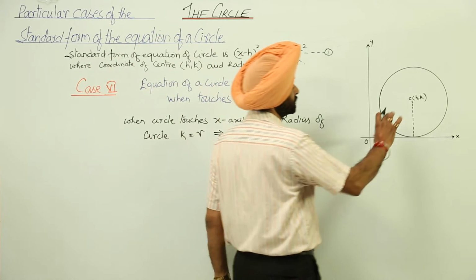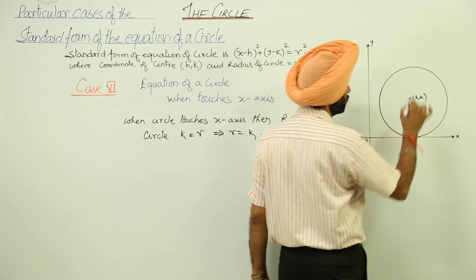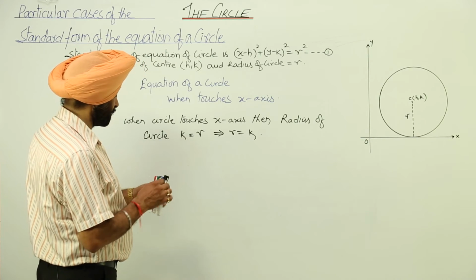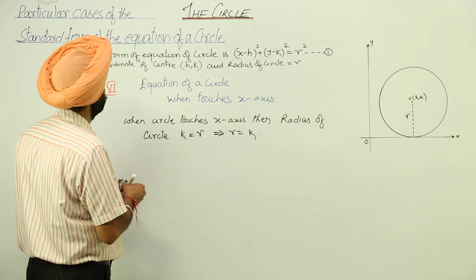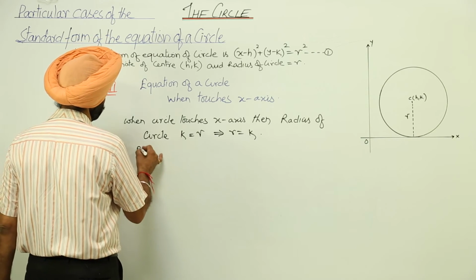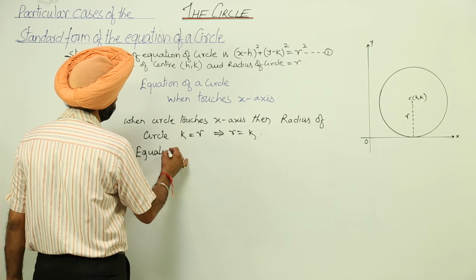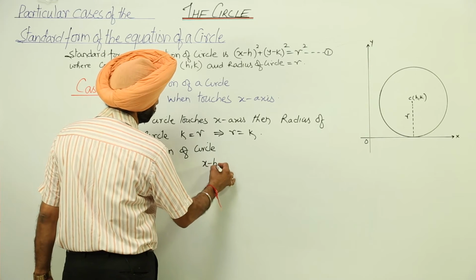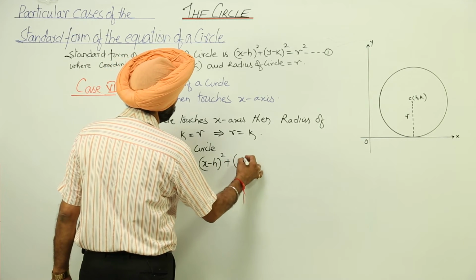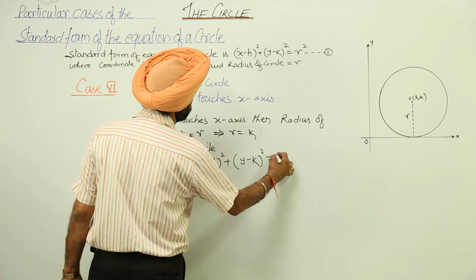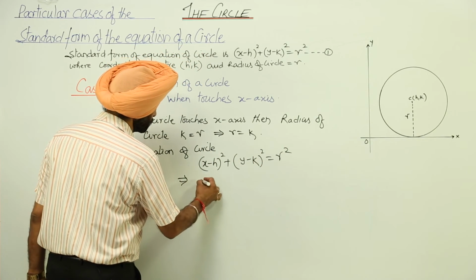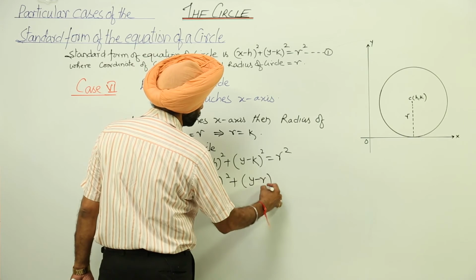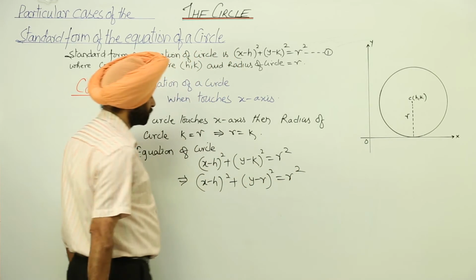Now because this distance, now this distance is what? R. Radius of a circle, that is r, r can be written as k. Now equation of circle, now it becomes x minus h whole square plus y minus k whole square is equal to r square. Now this converts to x minus h whole square plus y minus r whole square is equal to r square.